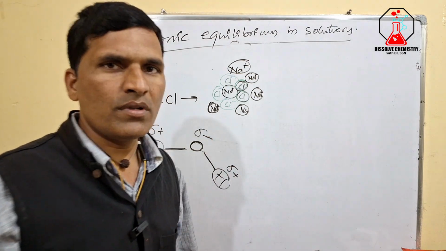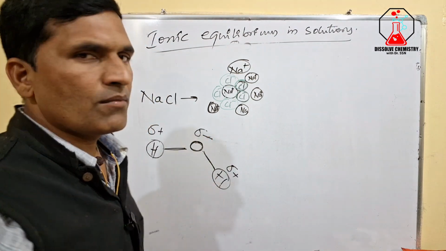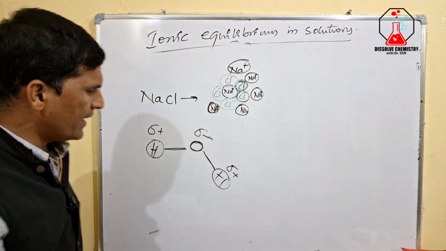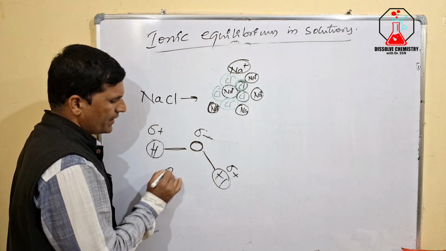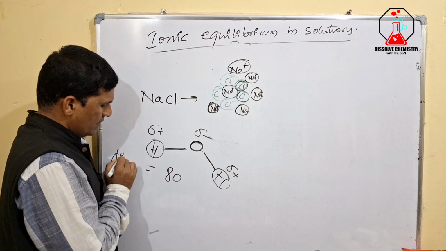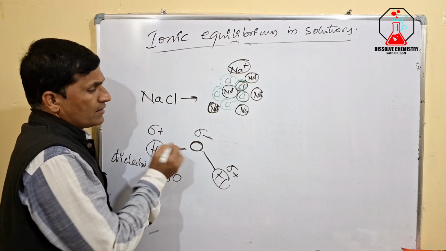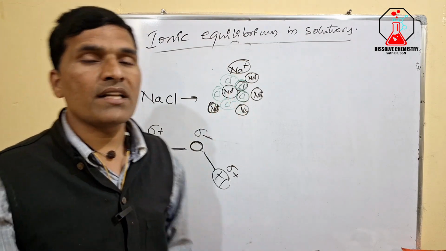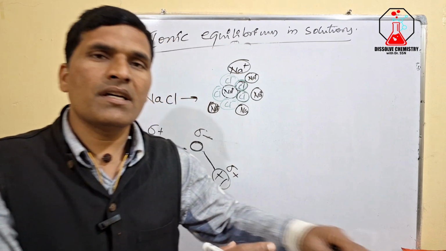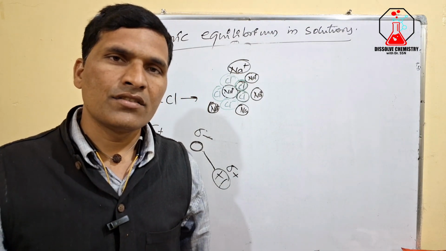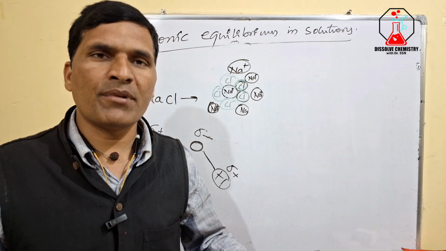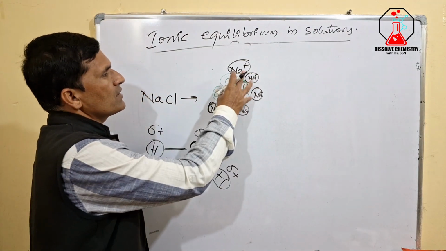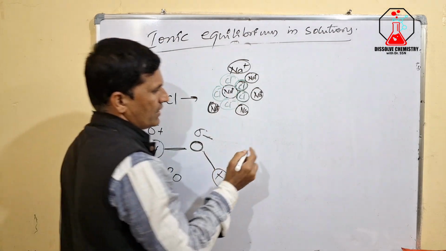It contains a dipole, two poles in the molecule, and it has a high dielectric constant, around 80. This makes it able to overcome the electrostatic force of attraction which keeps the ionic crystal intact, to break that and get separated into individual ions. Actually, what happens when you bring this ionic crystal in contact with water?